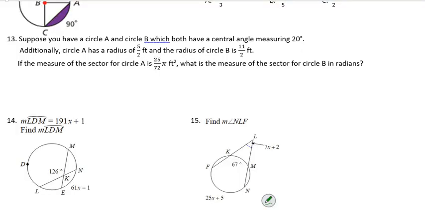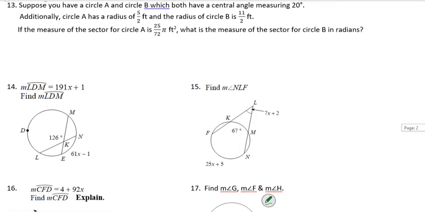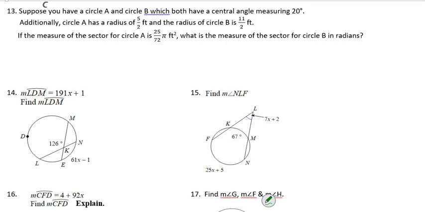So with number 13, we need to read this problem carefully, and we need to see what parts of it are important. It says, suppose you have a circle A and a circle B, which both have central angle measuring 20 degrees. Additionally, circle A has a radius of 5 over 2 feet, and the radius of circle B is 11 over 2 feet. If the measure of the sector for the circle A is 25 over 72 pi feet squared, what is the measure of sector for our circle B in radians? So we're trying to find the sector for circle B.